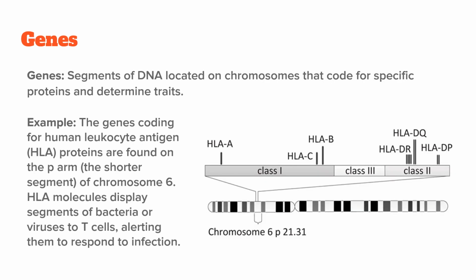Genes are segments of DNA located on chromosomes. They code for proteins, which determine traits. For example, the genes for human leukocyte antigen, or HLA proteins, are found on chromosome 6 and help the immune system recognize infections.